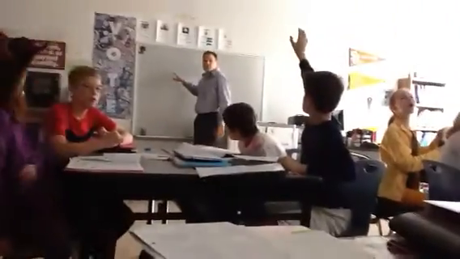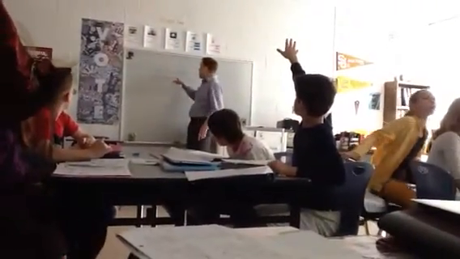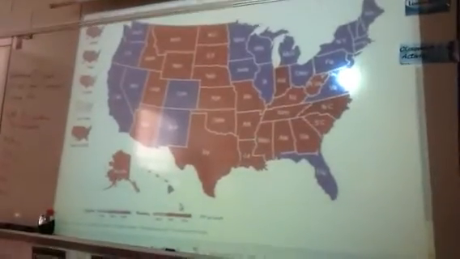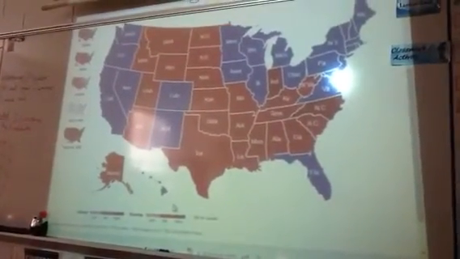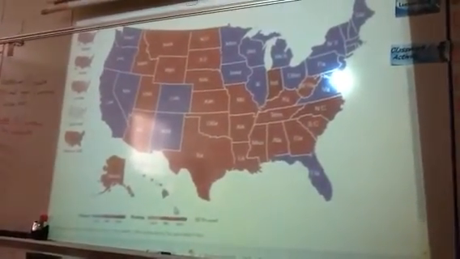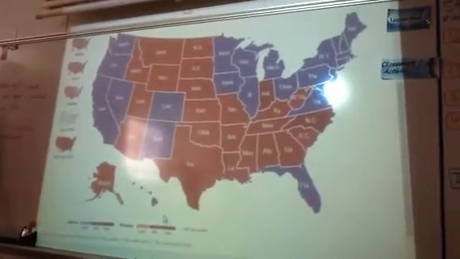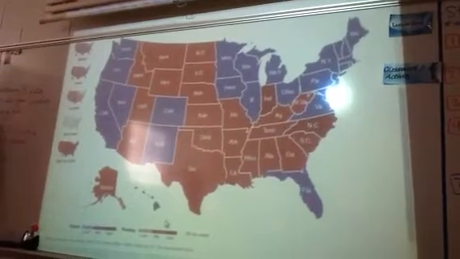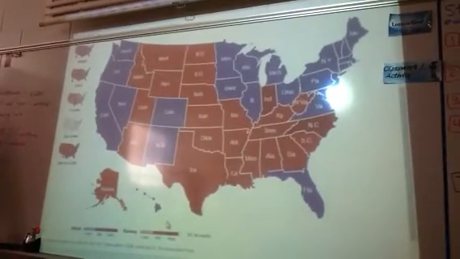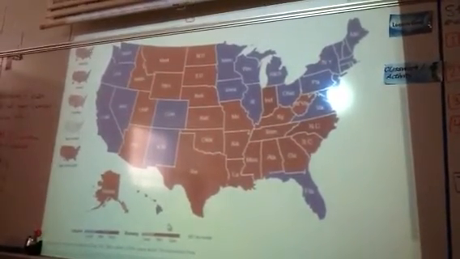Okay, this is what I want you to do with the map. What observations can you make from this map, and then what do you think it means? So everybody look at the map for 30 seconds. Alright, what are some observations that you can make here?